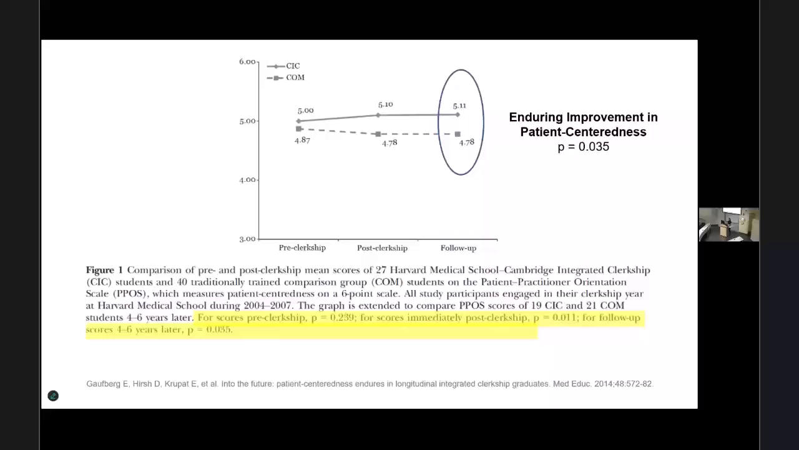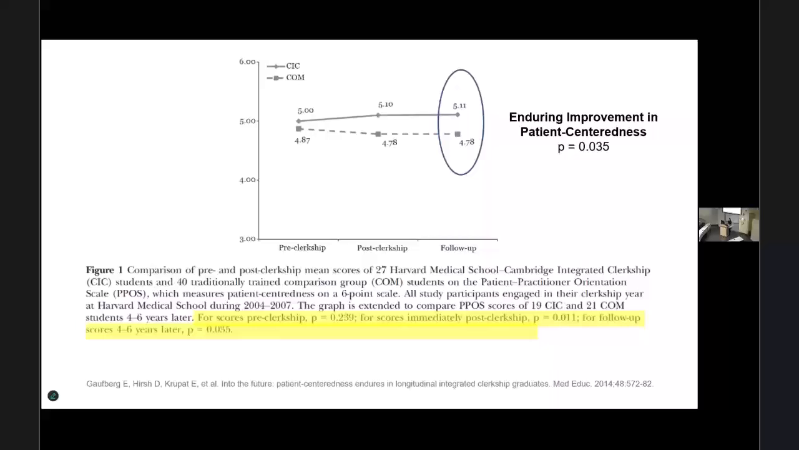And so these students were compared on the Patient-Practitioner Orientation Scale, which is a validated scale for patient-centeredness. You can see when they started their clerkships, the LIC and non-LIC students were similar. At the end of the clerkship, their patient-centeredness had diverged, with the LIC students scoring higher on patient-centeredness, and then that effect held 4 to 6 years later.